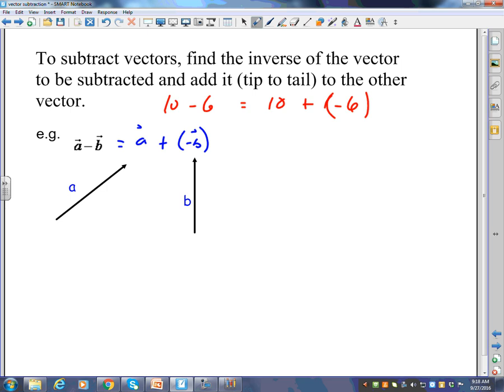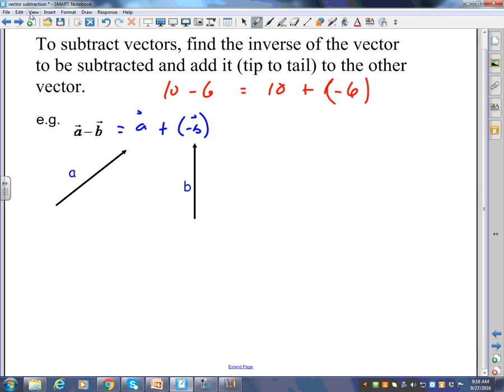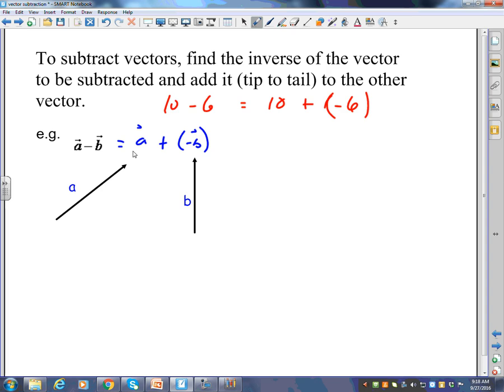A plus minus B. Okay, so how do we do this? To subtract vectors, find the inverse of the vector to be subtracted and add it tip to tail.